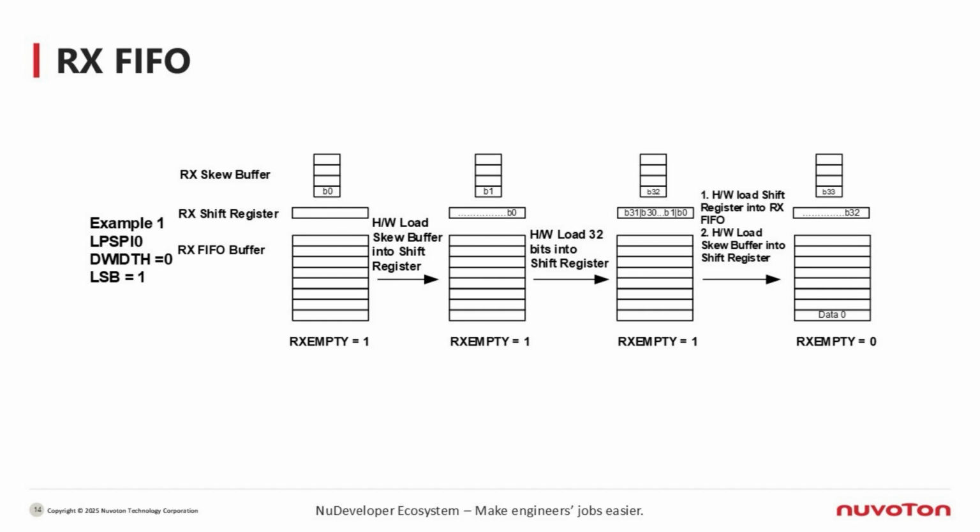Then the hardware pushes the content from the shift register into the RX FIFO buffer. As soon as the first piece of data reaches the FIFO, RX empty changes to 0. Each subsequent piece of data repeats the same process, and the FIFO continues to fill.